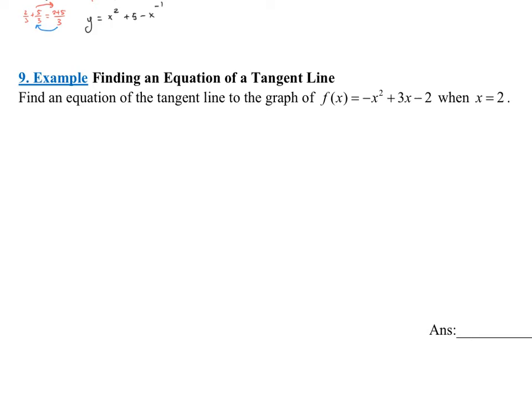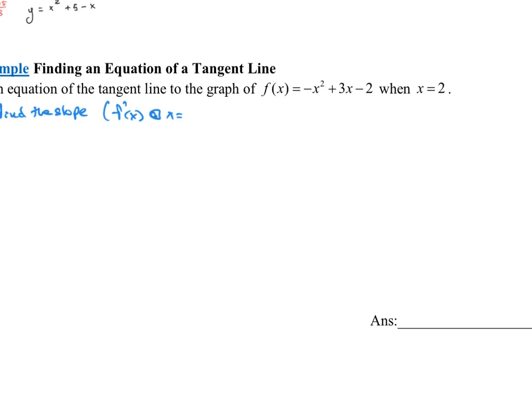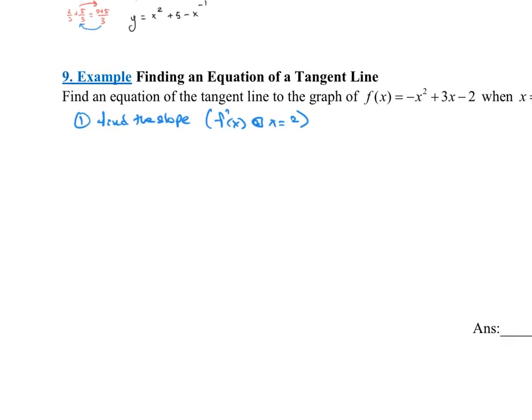So how do you find the equation of a tangent line? Well, if you remember, there are 3 steps. Find the slope. In this case, it's f prime of x at x equals, well, look at the problem, when x equals 2. So how do you find the slope? You find the derivative at the given x value.